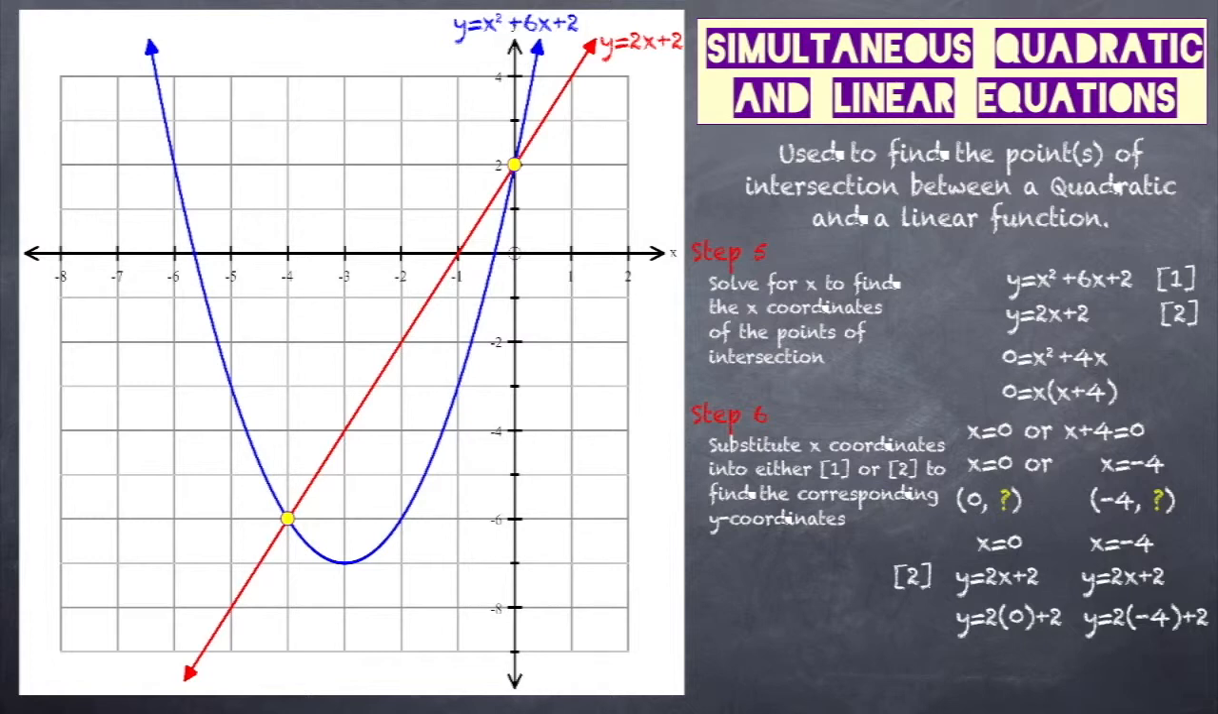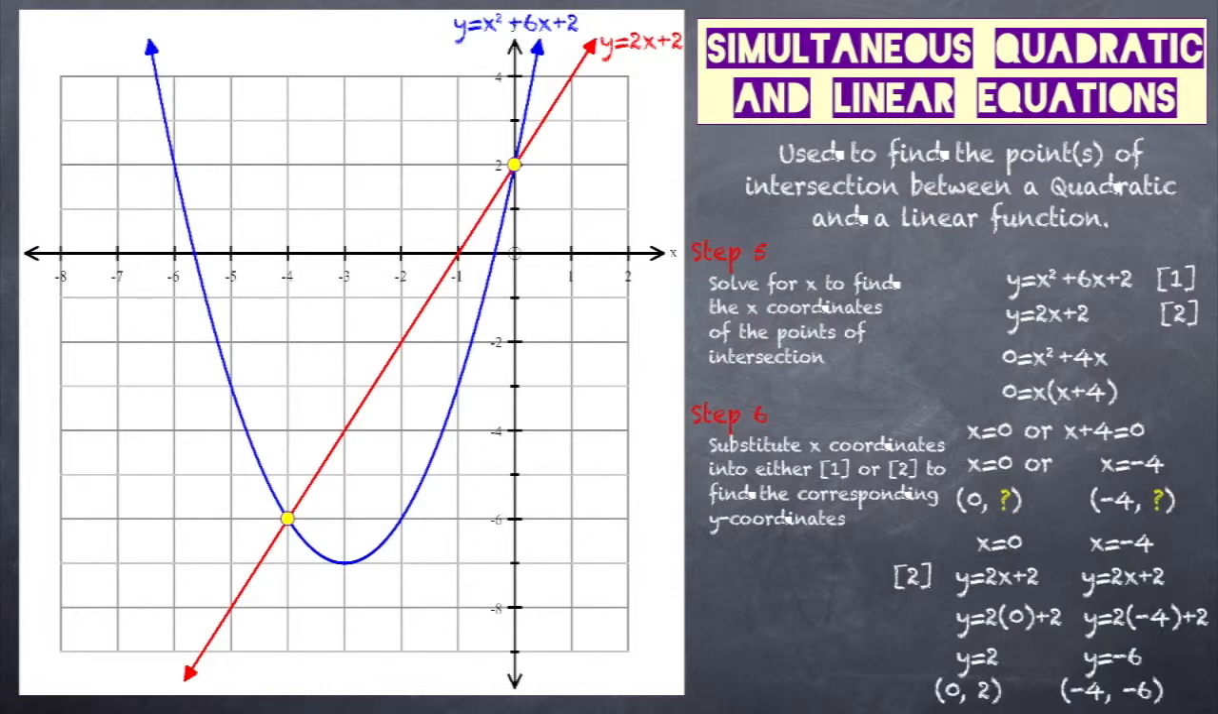So instead of writing x, I've written 0 and negative 4 in both of the equations. Simplifying now, I get 2 times 0 is 0, plus 2 is 2, so I get y is equal to 2. In the other equation, I get y is equal to 2 times negative 4, which is negative 8, plus 2 is equal to negative 6, so you get y is equal to negative 6.